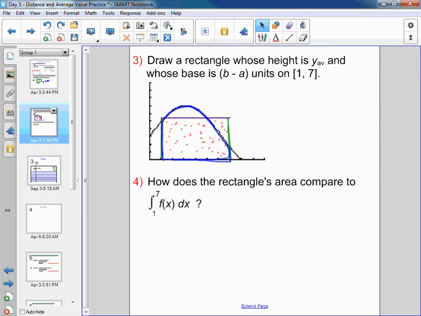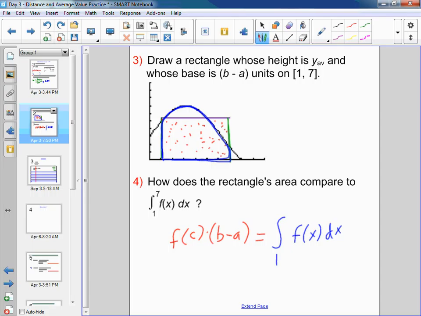So how can we write that exactly the same? We'll say that f of c, my y average, multiplied by the width of my rectangle, b minus a, is equal to the exact area between my function f and the x-axis on the interval 1 to 7. And so there we have our visual representation. There we have our formulaic. Here's my height of the rectangle. Here's my width of the rectangle, or base of the rectangle. And then here's my area between curves.